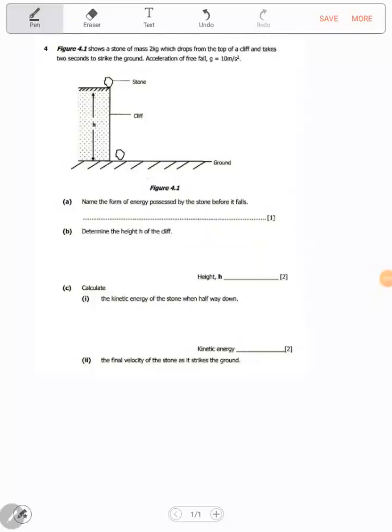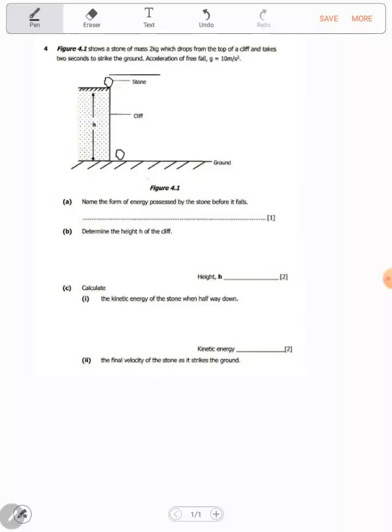In this video, we'll be looking at physics, work, energy, and also accompanied by acceleration as well as velocity. So we have a question here which says that figure 4.1 shows a stone of mass 2 kg, which drops from the top of the cliff and takes 2 seconds to strike the ground. The acceleration of free fall, which is the acceleration due to gravity, has been given to be 10 meters per second squared. Then they are saying, name the form of energy.